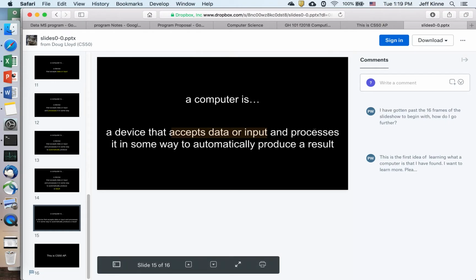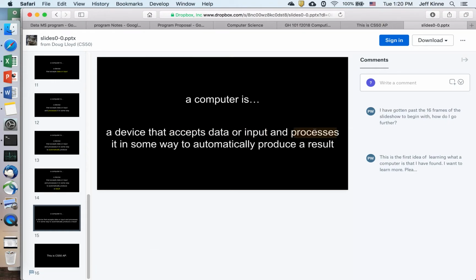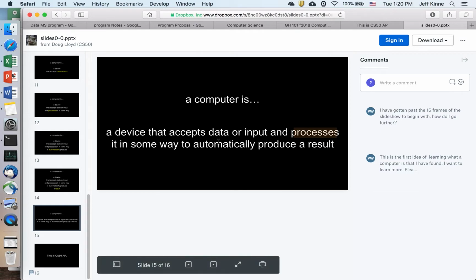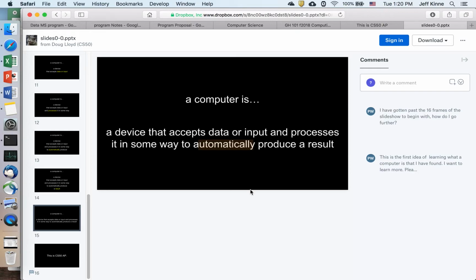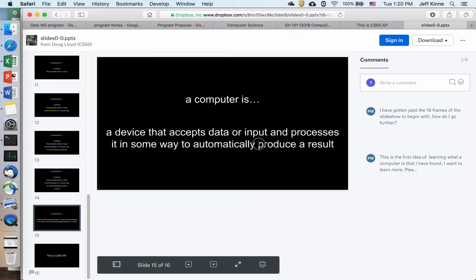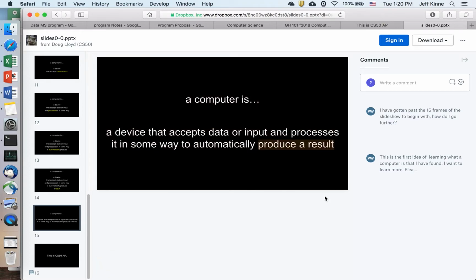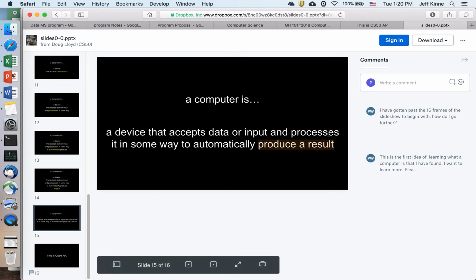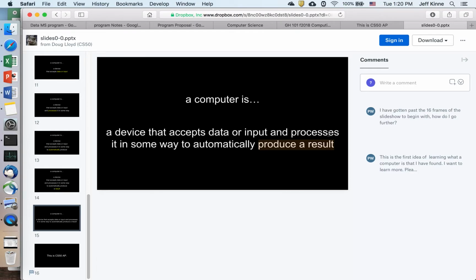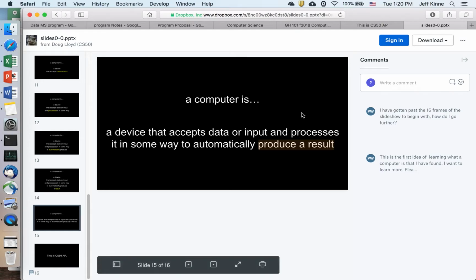Okay, the computer does something. Processes is just a word for does. And automatically, so the computer works on its own. It uses its own code. The person does not have to turn a crank wheel to make the computer work. And it has to produce some kind of result. So there is something that's supposed to be achieved in the end. Right now my computer is listening to my voice and recording a video. So the video is going to be the result.